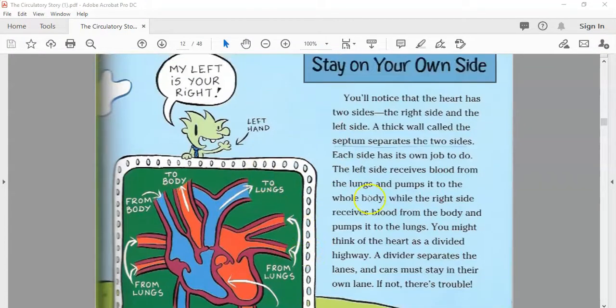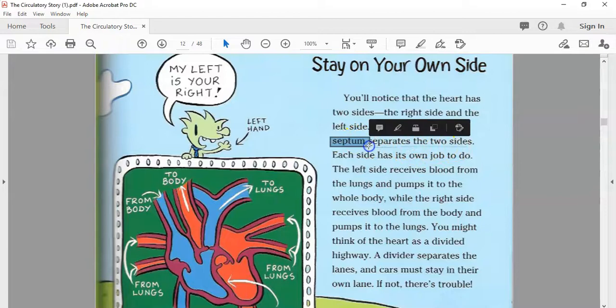Two sides. Okay, the right side and the left side. So what are those sides called? The left and the right. Good. A thick wall called the septum separates the two sides. So what separates them? The septum. Each side has its own job to do.